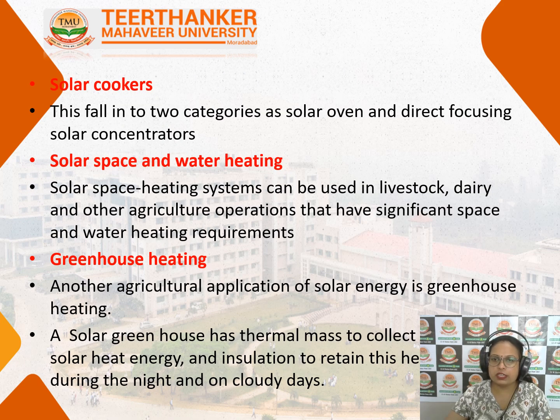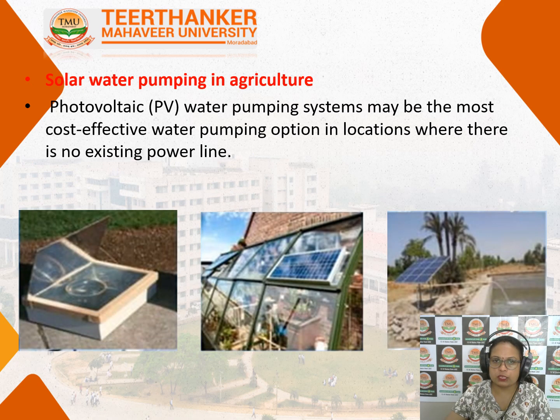Next, a solar energy gadget is the solar cooker. They are used for cooking food. Third is the solar water heater. The heated water can be used for livestock purposes. This heated water is used in the livestock industry, the dairy industry, and in different agriculture operations where we require heated or warm water. Next is greenhouse heating. Greenhouses are built for the production of different crops. There the temperature can be maintained with the help of the solar photovoltaic system.